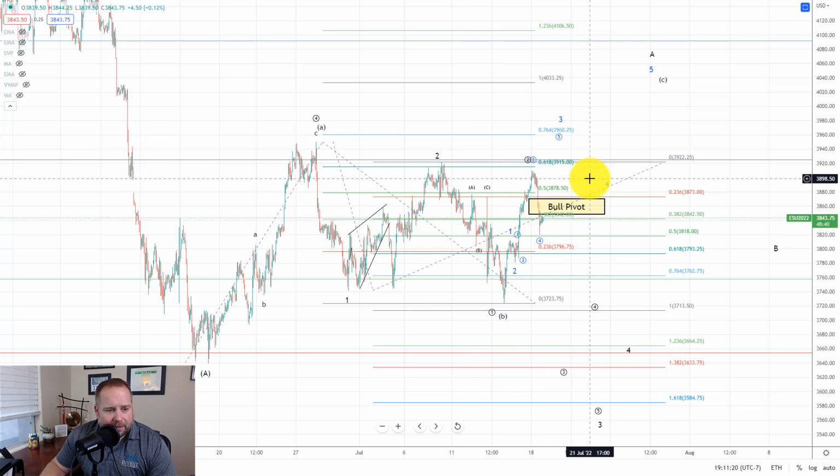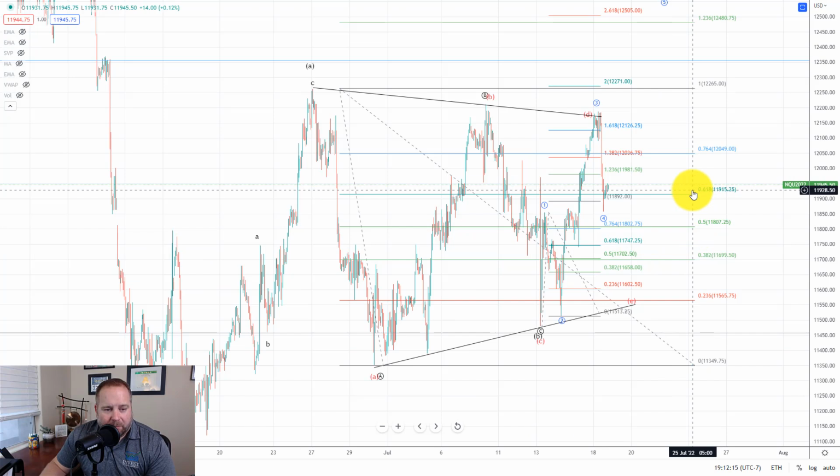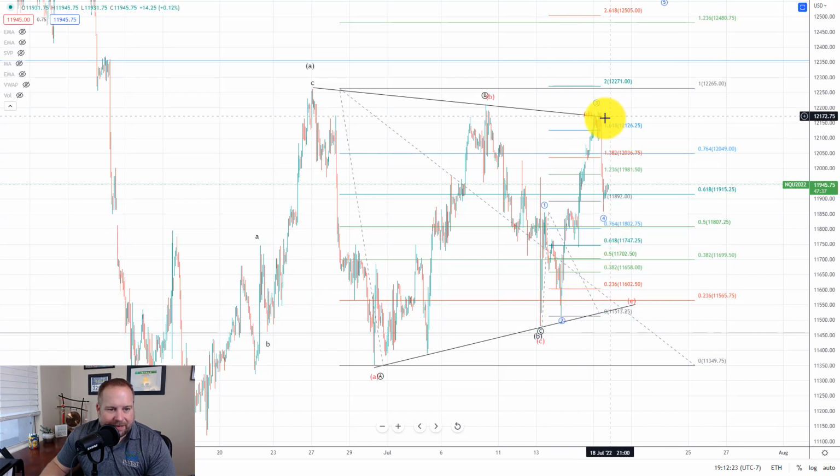Over on the Nasdaq, okay, we're also tracking a couple of options here, actually a few options. The Nasdaq has a slightly different setup. Remember, they didn't make a lower low here where the ES did. So the Nasdaq came up and hit the triangle top pretty perfectly and then started coming back down from there.